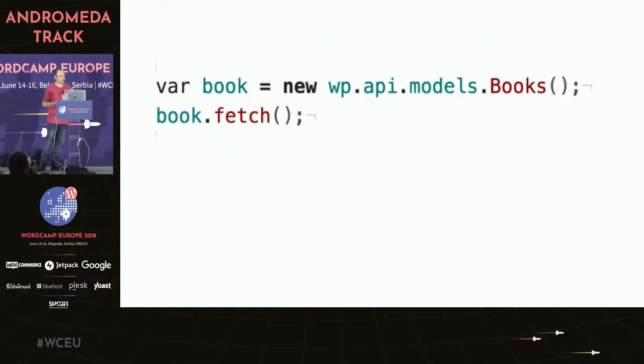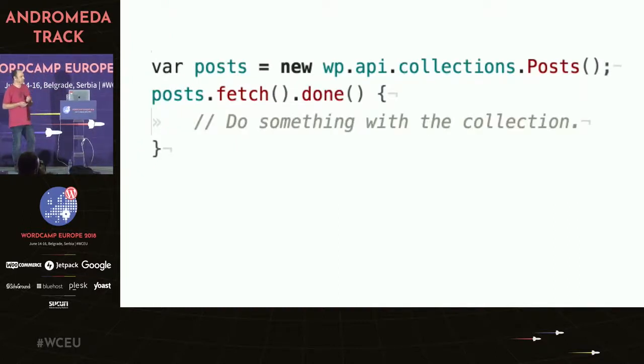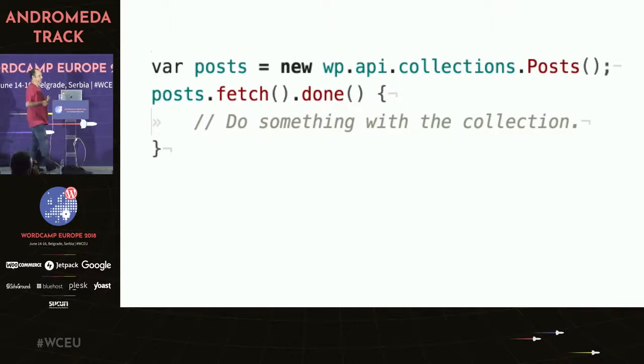So for example, if you create a books custom post type, you can then in JavaScript use wp.api.models.books and book.fetch. Works just the same way as posts. You can also get collections of objects. So for endpoints that support multiple items, you get a collection back. It's built up of the models for each of the individual items.